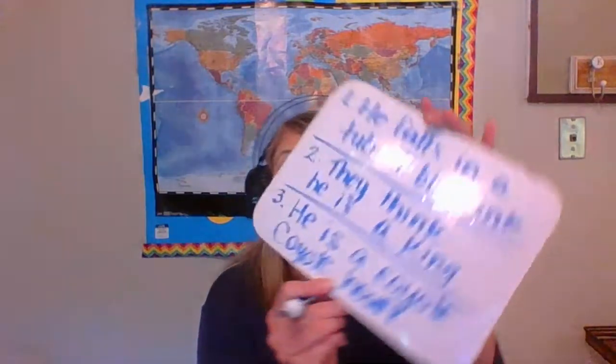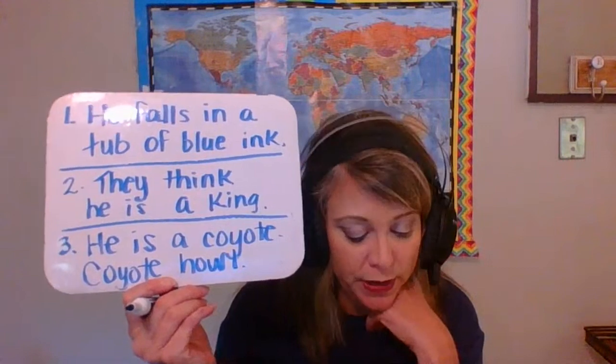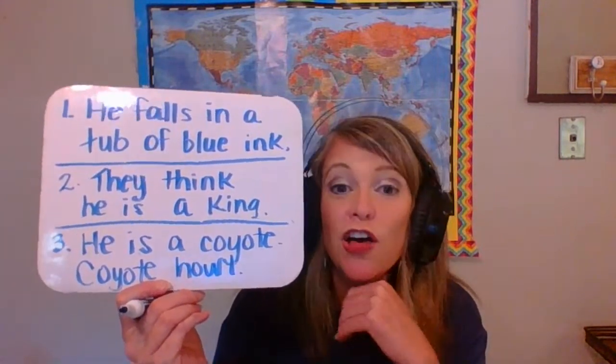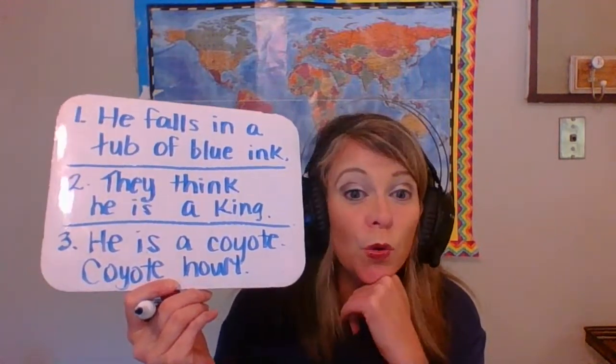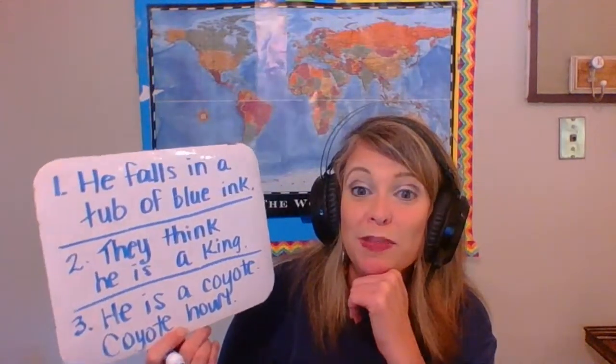He is a coyote, right? And what do coyotes do? They can't help themselves, right? They howl at the moon. Coyotes howl. Now, all three of these things are details. They are important events in the story. They lead up to the central message. Let's talk about them again.